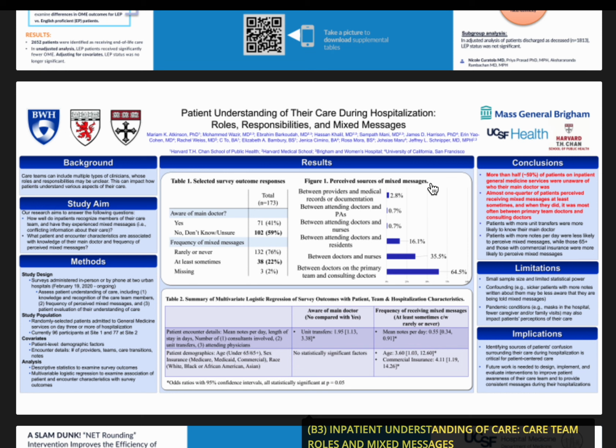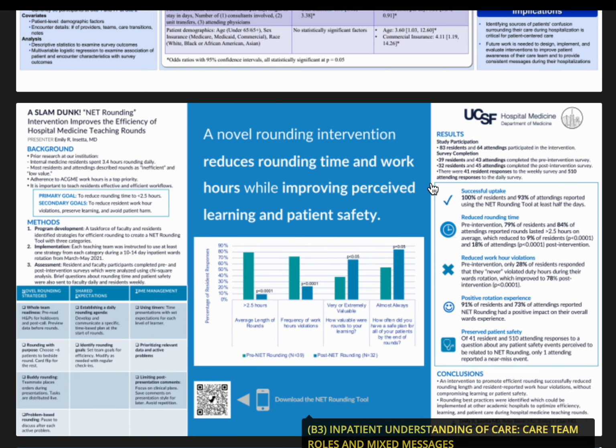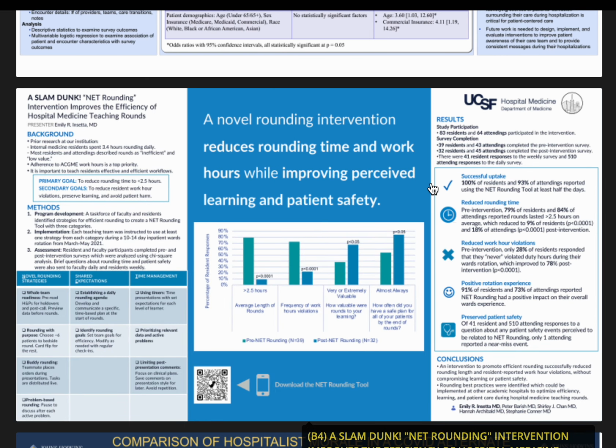Because readmissions to hospitals happen because patients at discharge don't understand how they have to take their medications. Okay, next one, a slam dunk: net rounding interventions improves the efficiency of hospital medicine teaching rounds.